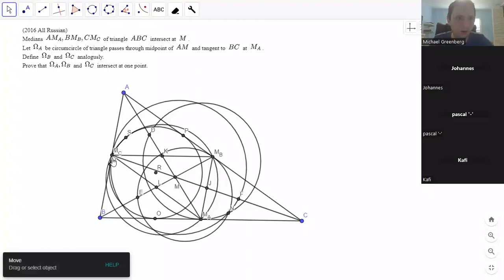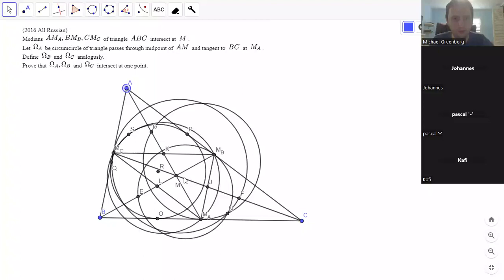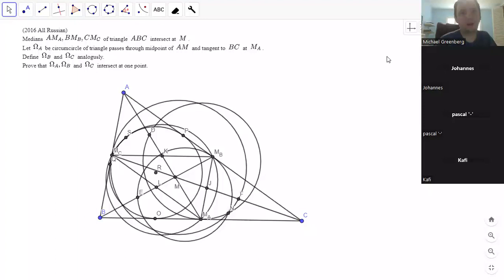Yeah, if we just reflect every circle over M, then we get the Poncelet point of A, B, M, C. Oh, really? I'm not sure. I don't know why I said Feuerbach point. That was completely wrong. I meant the Poncelet point of A, B, M, C, and that's just we reflect every circle over M.